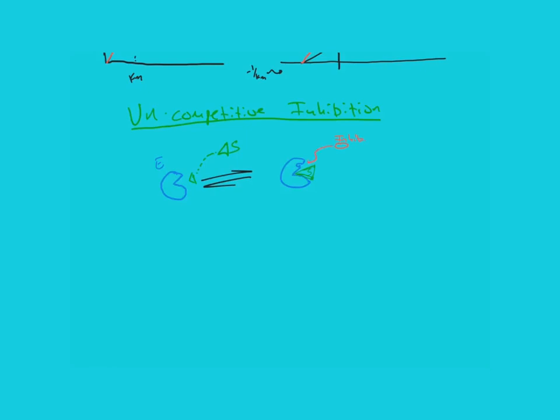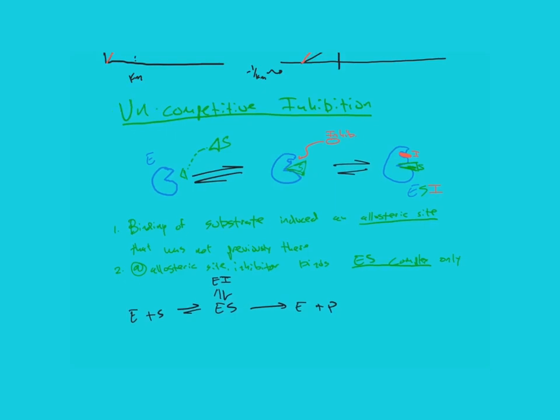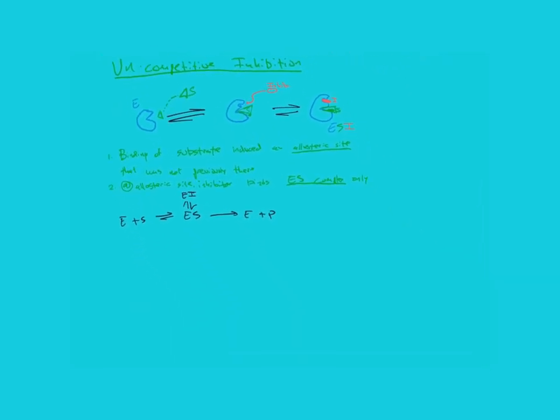It binds allosterically at an allosteric region of the enzyme after the substrate induced a conformational change in the enzyme. So the inhibitor can fit and form an ESI complex. So binding the substrate induced an allosteric site that was not previously there. And at that allosteric site, the inhibitor binds the ES complex only. So I'm going to go ahead and draw this. Here it shows the enzyme inhibitor forming.